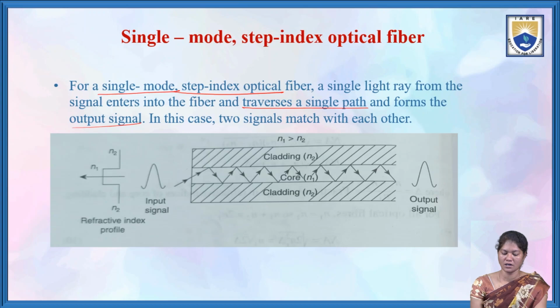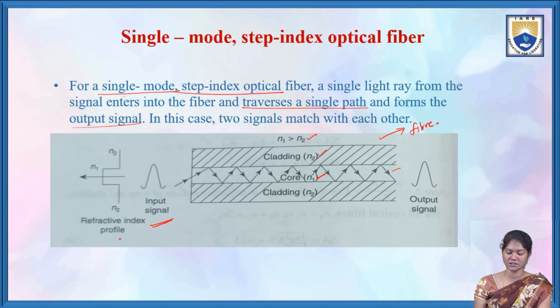Here, in this single mode step index optical fiber, a single light ray from the input signal enters into the fiber. This is the fiber. This is the cladding with refractive index N2, and this is the core with refractive index N1. So N1 is greater than N2.